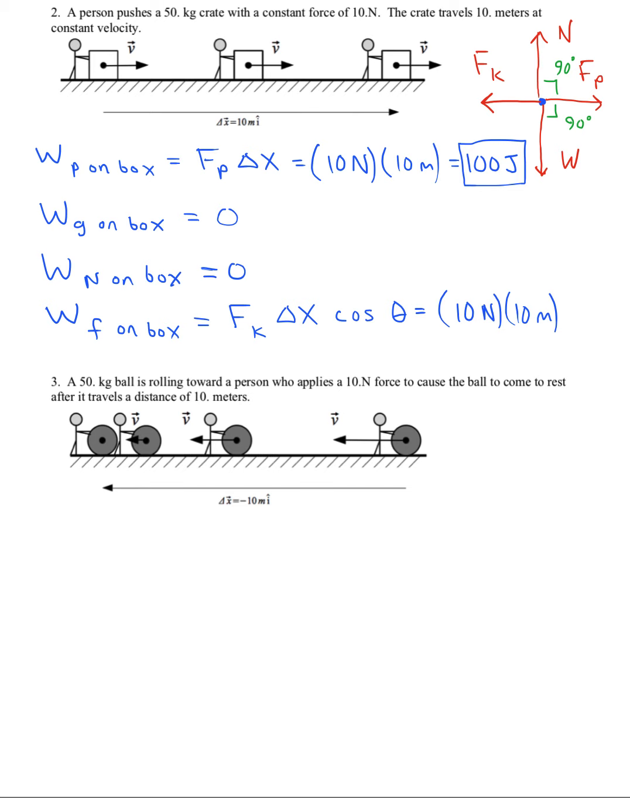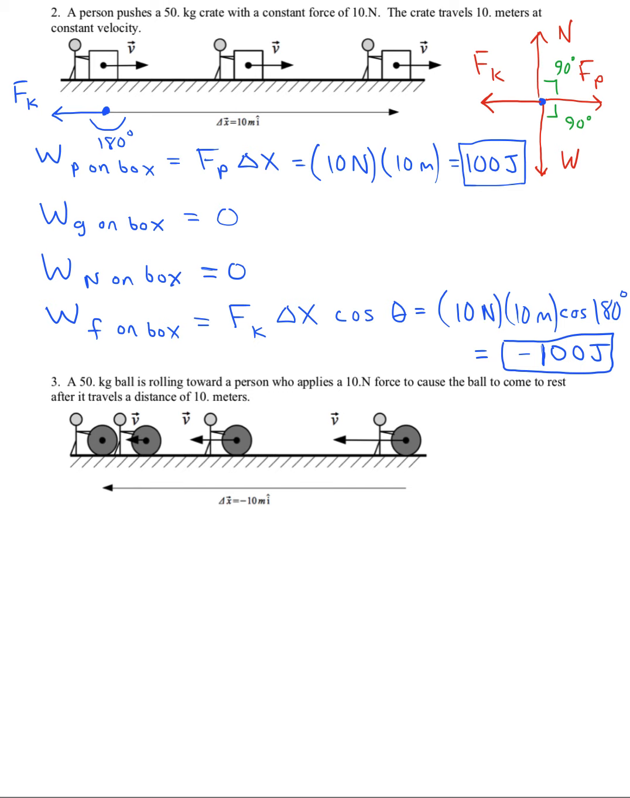But what angle should we use? Well, we should use 180 degrees. That's because the box moves to the right, but the friction is directed to the left. And so when your displacement and your force are opposed like this, then you have 180 degrees between those two. And so that's going to make our work done by friction negative. And in fact, friction always does negative work.